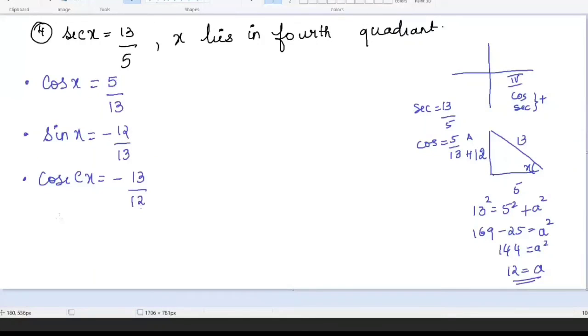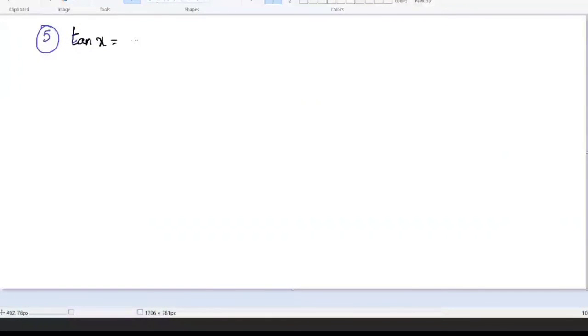Next take tan. So tan x is equal to, tan is also minus, opposite by adjacent, 12 by 5. So minus 12 by 5, and the last one, cot x is equal to minus 5 by 12. Next, x lies in second quadrant.